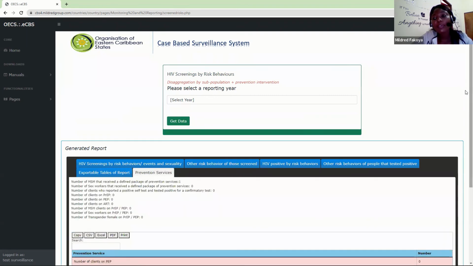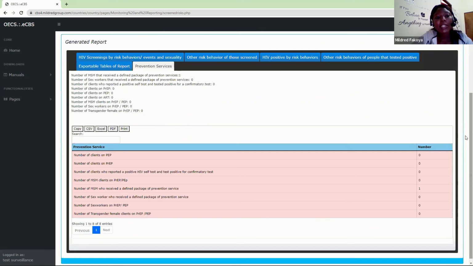Then we have reports from prevention services, which gives you the number of MSM that received a defined package of prevention service. And the defined package of prevention service by this system's definition are people who receive pamphlets or condoms or were placed on PrEP or PEP. Then we have sex workers that receive the same. Then we have the number of clients who reported a positive self-test and later confirmed positive by a confirmatory test.